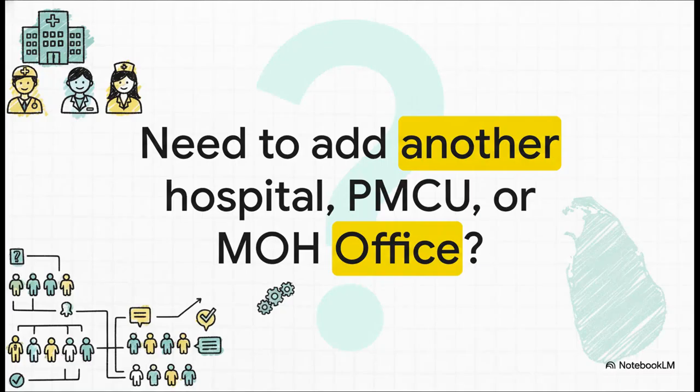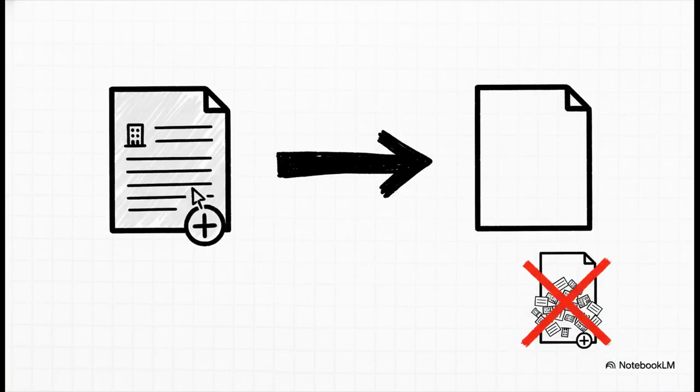Okay, so you've just finished entering all the details for your first hospital. You've filled everything out. The next question is obvious. Great, now how do I add the next one? The answer is this little plus button. Now listen up, because this is absolutely crucial. You have to click this button to open a brand new, clean section for your next institution.